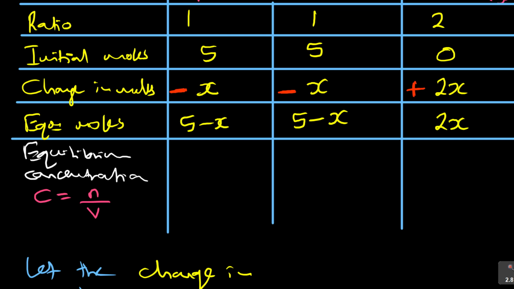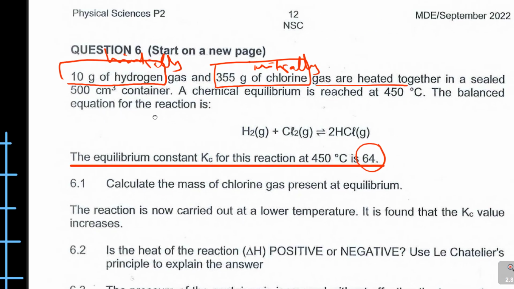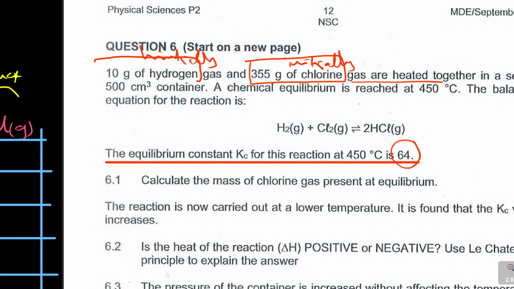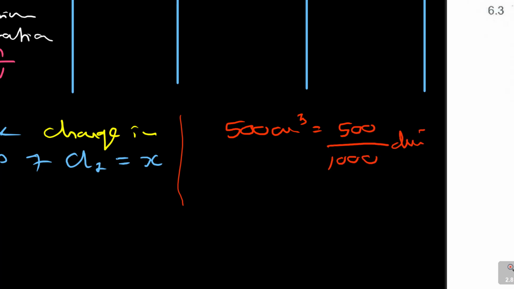Then finally, you come to the equilibrium concentration. What was the volume? They said it's sealed in a what? In a 500, there it is, 500 cubic centimeters. Be careful now. 500 cubic centimeters, you must change to dm cubed. So you come here and say 500 cubic centimeters is equal to 500 over 1000 divided by 1000 dm cubed, which is 0.5 dm cubed. They wanted to catch you there.